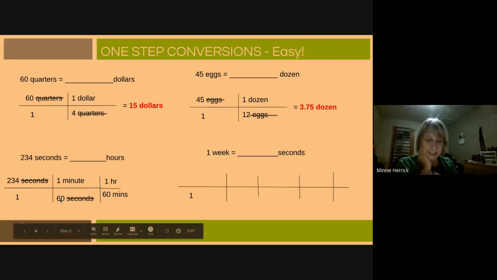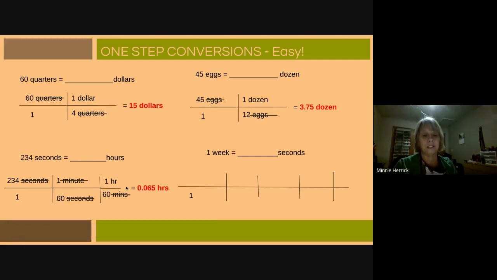And since the 60 is on the bottom and the 60 is on the bottom again, because minutes cancel, you take the 234, divide it by 60, and then divide by 60 again. You're going to get a little decimal of an hour. Okay. So we could go through weeks to seconds too. Let me just go through this for you because I want to move on to the actual homework.